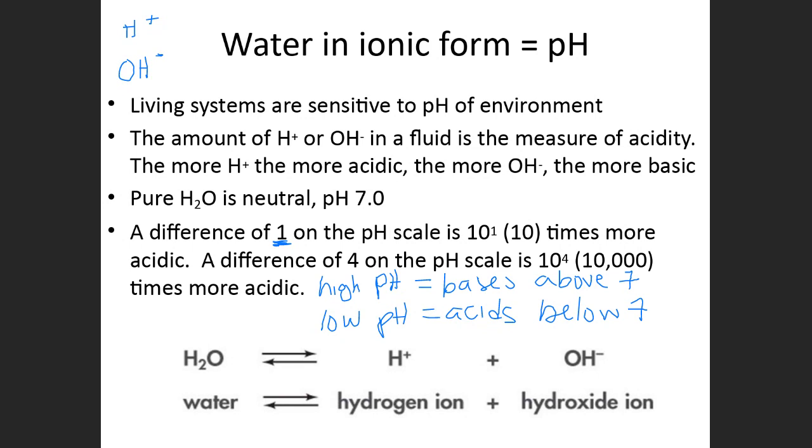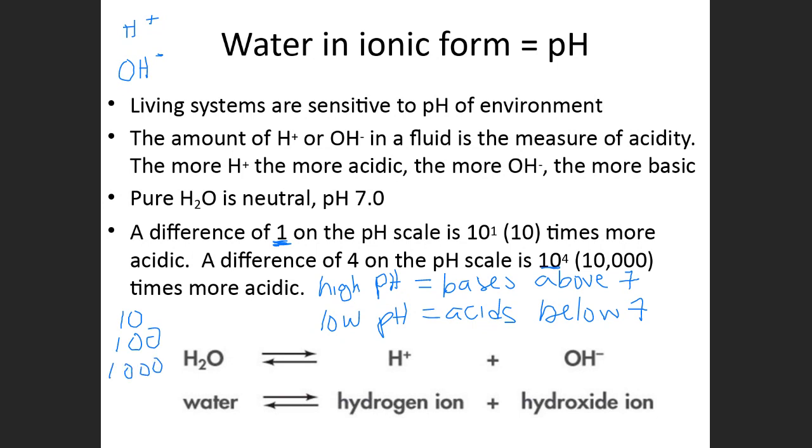This is a log scale, which if you remember back to some of your high school math, means a difference of 1 is actually 10 times more acidic or 10 times more basic. A difference of 2 is 100 times. So whatever that difference is, that's how many zeros you're going to add. A difference of 1, you add 1 zero. A difference of 2, you add 2 zeros. A difference of, here I've got 4, right? You're going to add 4 zeros.